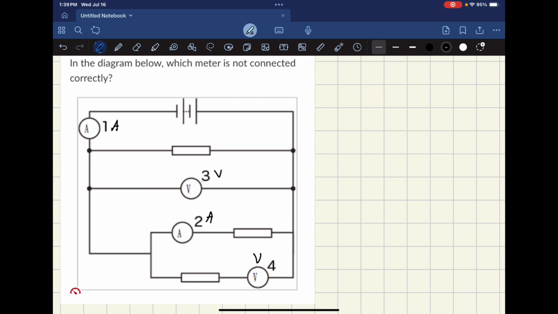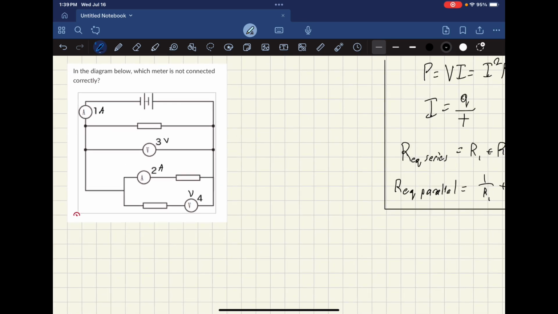So the key thing to remember is that ammeters have to be connected in series with whatever they're trying to measure. So I'm going to go A equals series. And voltmeters have to be connected in parallel. Say V equals parallel. So let's just go through. Let's choose each one. We have option 1 here. This looks like it's connected in series, with the whole circuit actually. So 1 is good.